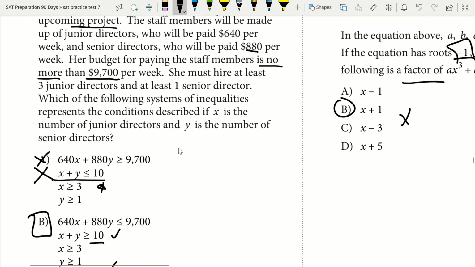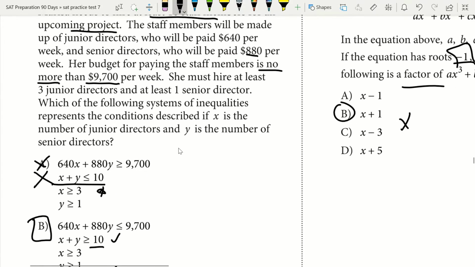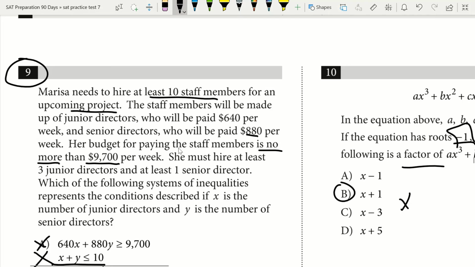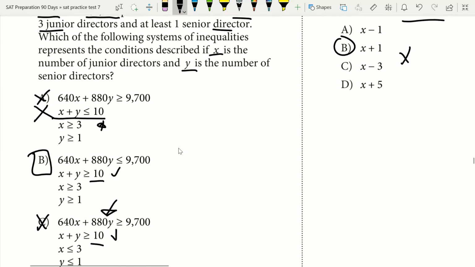If I was in a rush, I would just select B and move on. But if we had plenty of time, wanted to check our work, we could go ahead and keep reading, and I'll show you why that's correct. She must hire at least 3 junior directors, at least 1 senior director. Which of the following system of inequalities represents the conditions described? If X is the number of juniors, Y is the number of seniors.